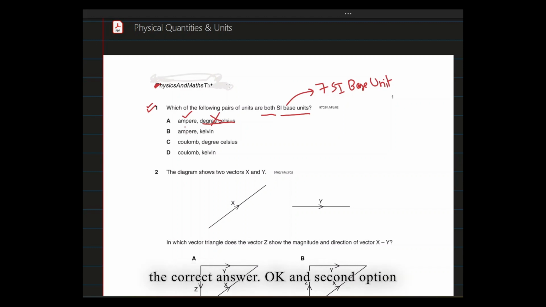Okay. In second option we have ampere and Kelvin. Both are SI base units, so B would be our answer. You can also check the other options. Coulomb is not. And okay, so both C and D are incorrect.